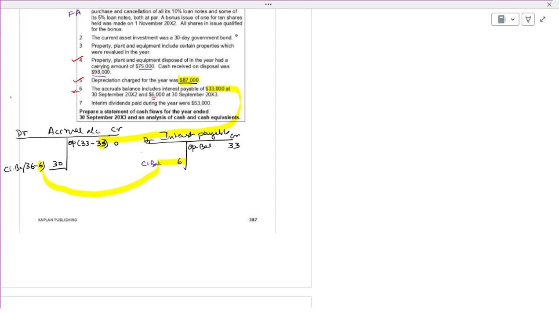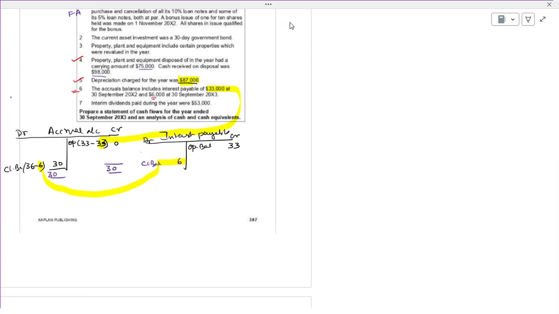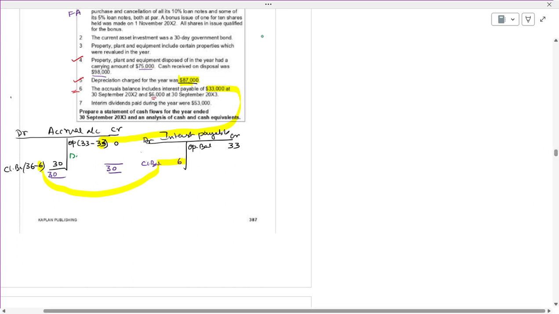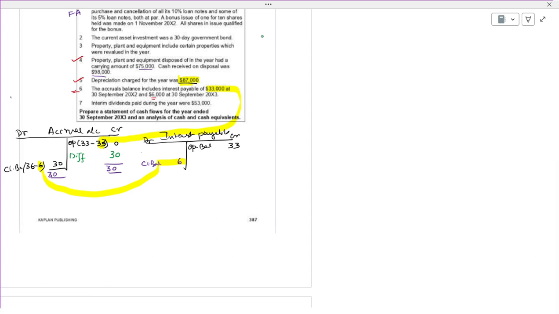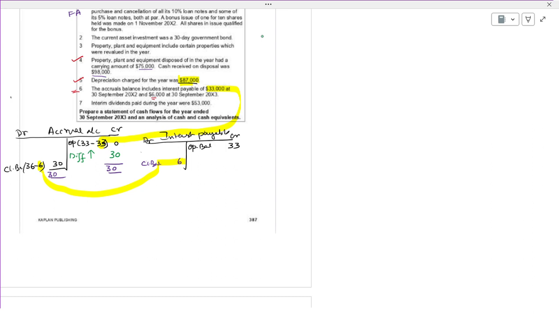Now, do the total. Total is how much? 30. Difference is on which side? Difference is on the credit side. How much is the difference? 30. It means your liability has been increased by 30.